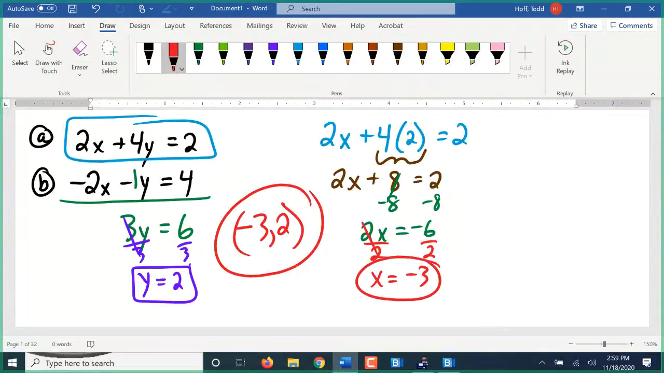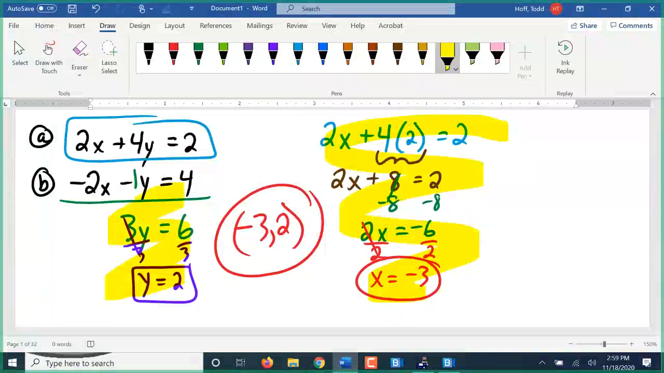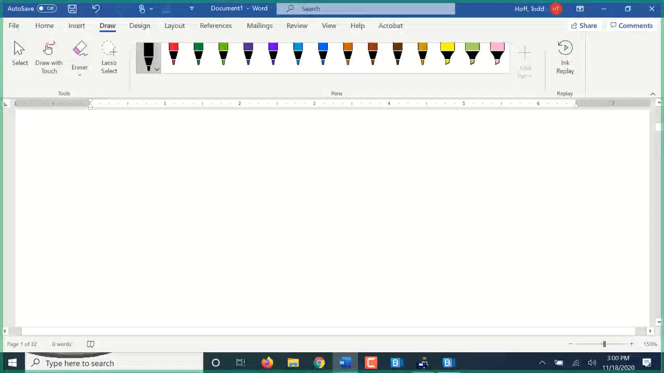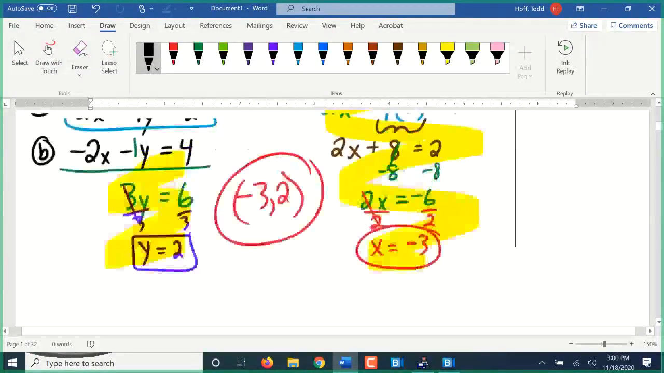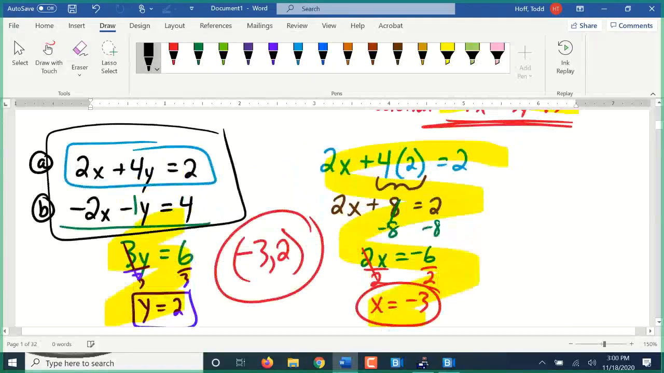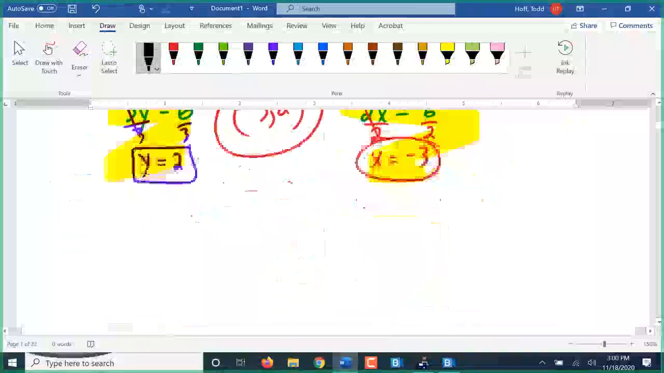Now, I prefer the addition or elimination method, even though it's a little more work to find the second variable, a lot less work to find the first one, in my opinion. There are going to be systems of equations that are set up to be easier to solve with substitution, just because of the way the variables are, the equations are set. Not all of our systems work quite as easy with that addition method as these last couple of examples have.